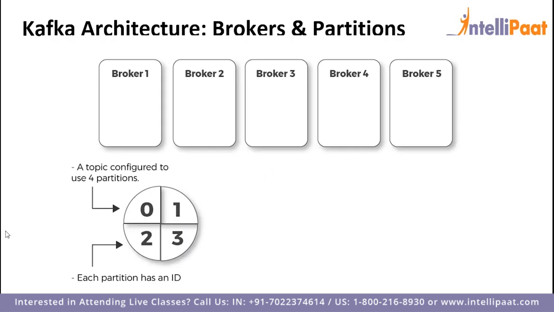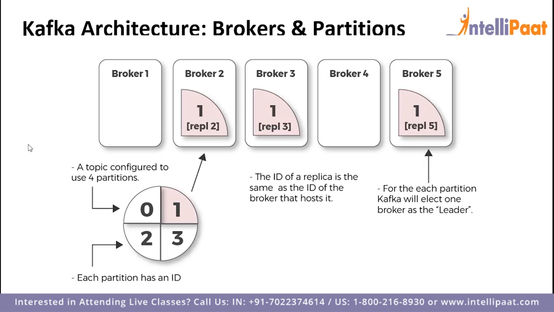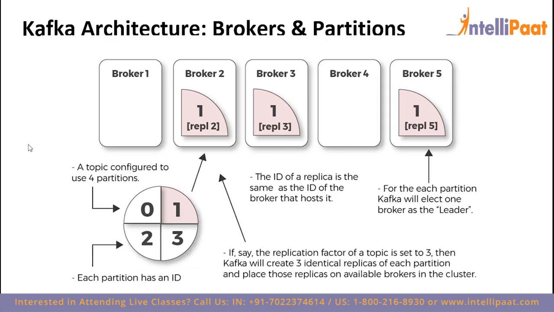Here you can see there are multiple brokers and there is a topic which has 4 partitions. Each partition has its own ID. The ID of a replica is the same as the ID of the broker that hosts it. And for each partition, Kafka will elect one broker as the leader. Supposing the replication factor of a topic is set to 3, then Kafka will create 3 identical replicas of each partition and place those replicas on available brokers in the cluster.